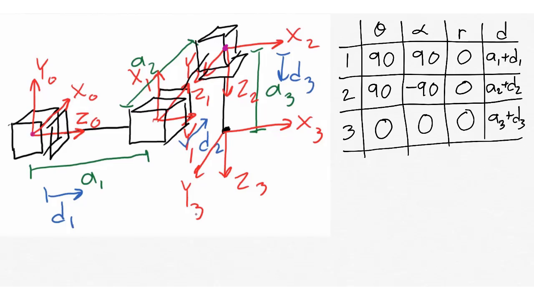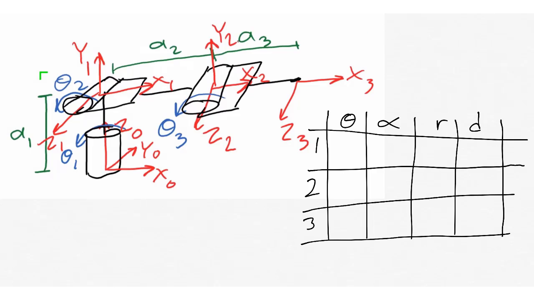But here we have A1, A2, and A3 in our table, and we also have D1, D2, and D3. So it looks like for now we're probably correct. We'll check this more later. For now, let's move on to the next example.